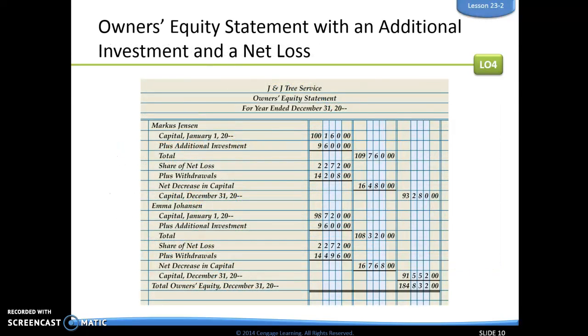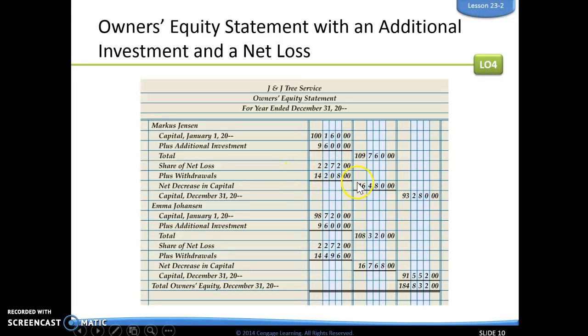This example is just showing us our owner's equity statement with an additional investment and then a net loss. So when we look at this, we have Marcus Jensen. Here's our beginning capital. He also made an additional investment. So during that fiscal period, he invested more money. So now his total capital is 1,960. Then we see he also had a net loss. So here's his net loss and his withdrawals.